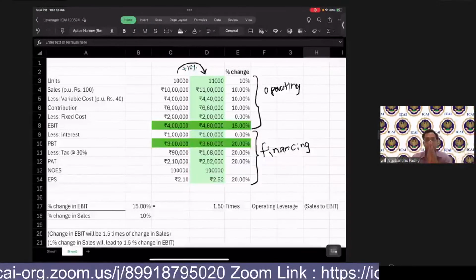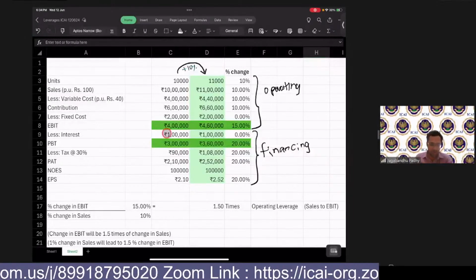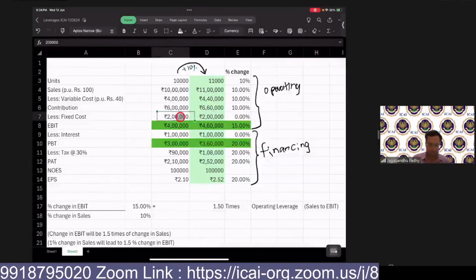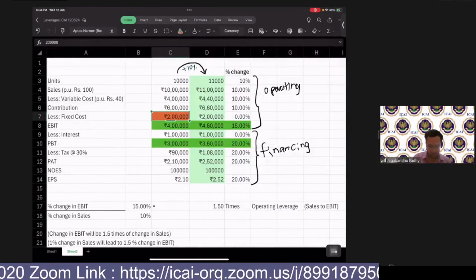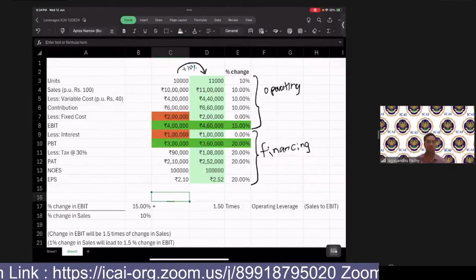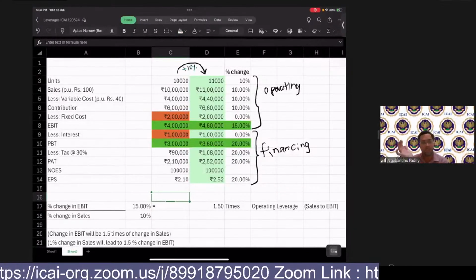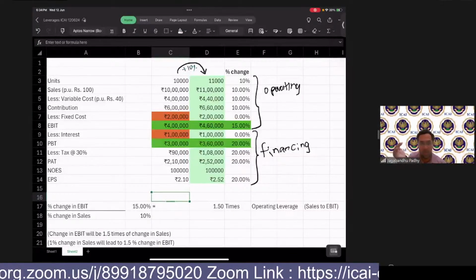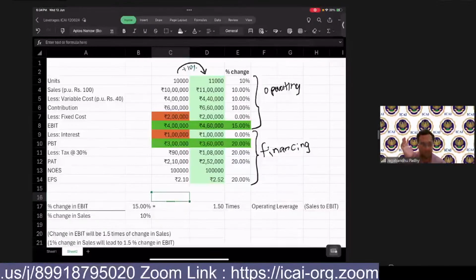Now my question to you is, what triggers this leverage? Leverage is triggered by the fixed cost and the interest part, something that causes leverage to be there in your finances. All the costs and revenue increase or decrease as per the level of units, but these items remain the same; they do not change at all.